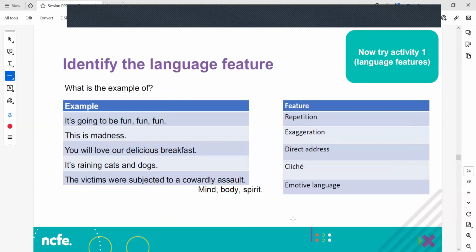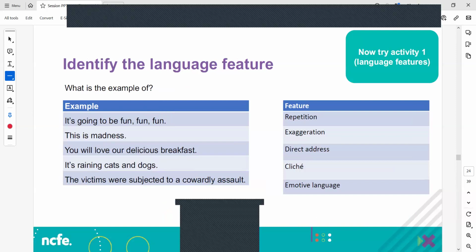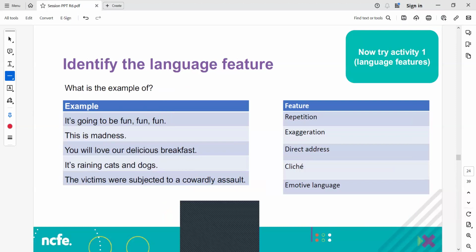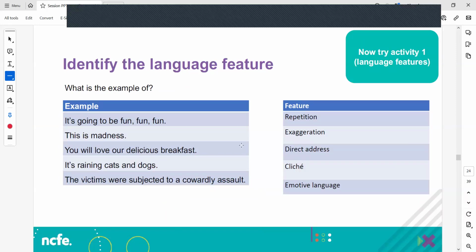Okay, and we can match these. So again, what is this an example of? It's going to be fun, fun, fun. Is it repetition, exaggeration, direct address, cliche, or emotive language? Repetition. Repetition, good.